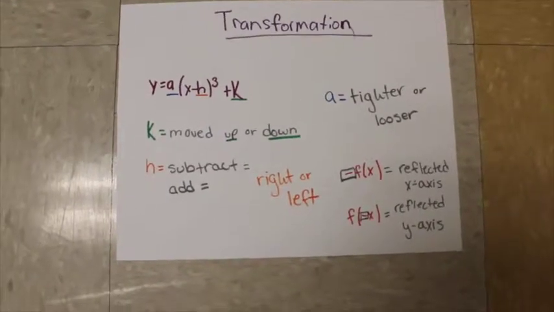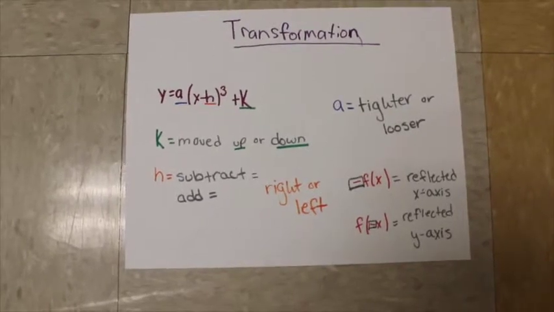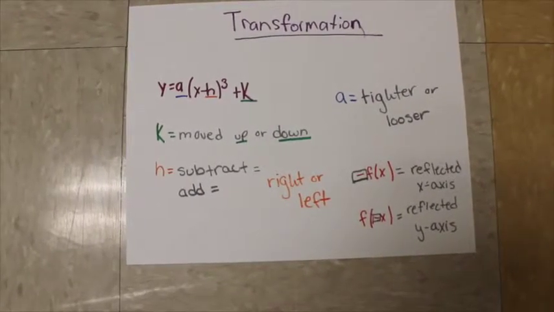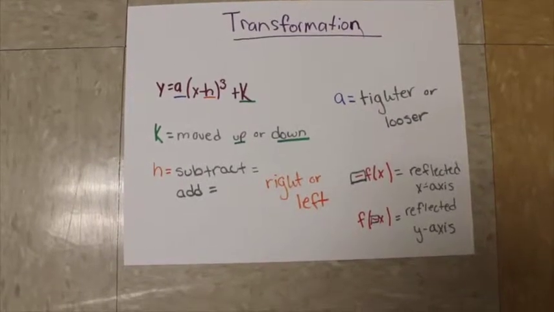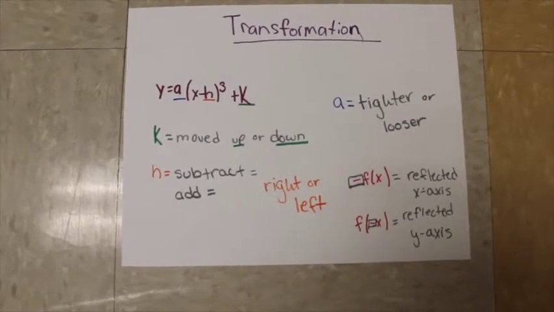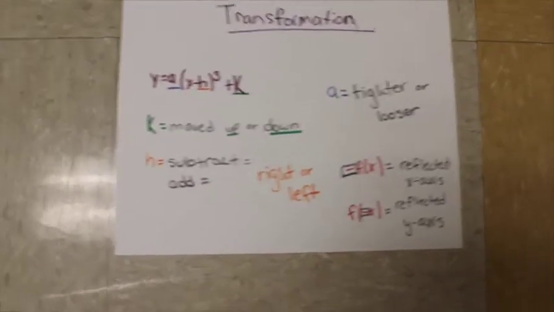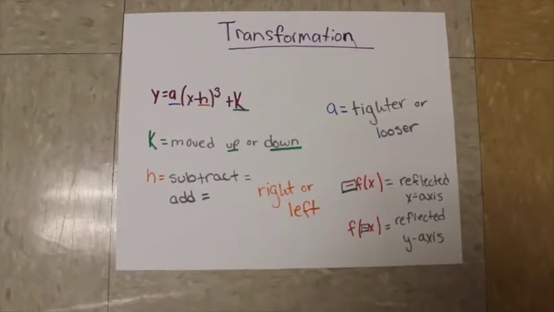Transformation. The equation for transformation is y equals a, open parentheses, x minus h, close parentheses, cubed plus k. K is whether or not it moves up or down. H is whether or not it goes left or right. A is if the line is tighter or looser.